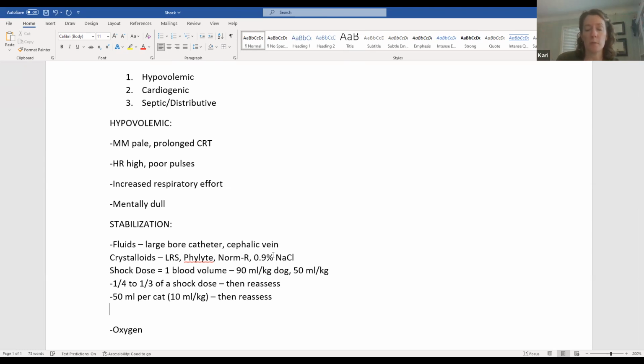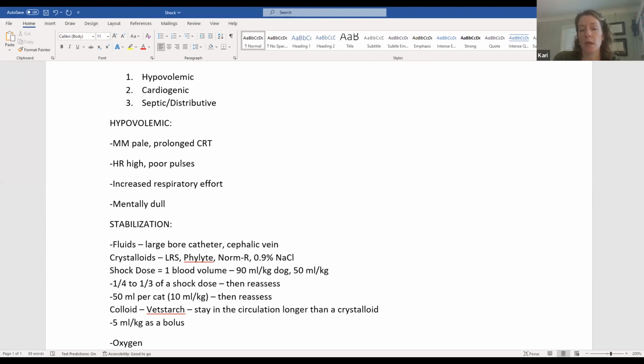So other fluids that we might think about would be a colloid, and this would be something like our vet starch. These are fluids that are higher in oncotic pressure. They have basically bigger molecules in them that will stay in the circulation longer than a crystalloid. So the nice thing about them is you can give a little bit less. Usually we give about 5 mils per kg as a bolus, and it should last a little bit longer than a crystalloid fluid.